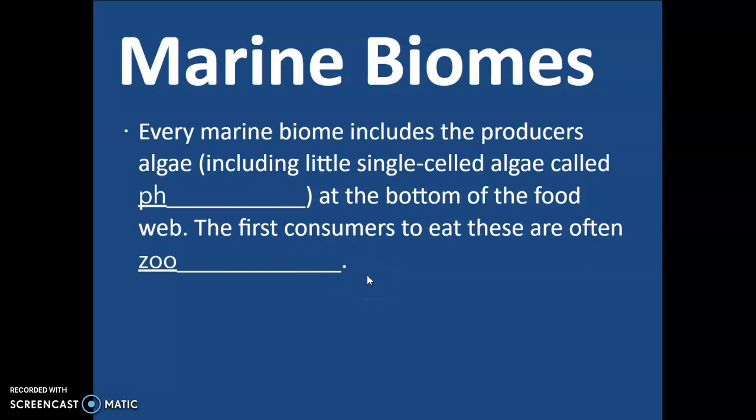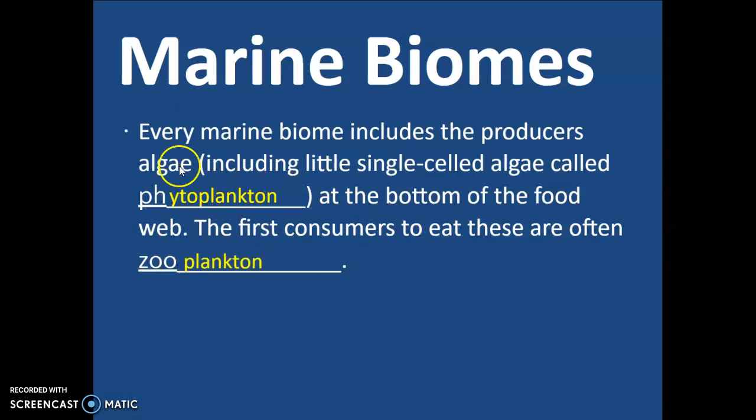Marine biomes, they're kind of starting the same way. They have producers at the bottom, including the little single-celled algae called phytoplankton. They're green, they're single-celled, they're little, and then the next thing in the path of energy as it goes from the sun to the phytoplankton, then comes the zooplankton.